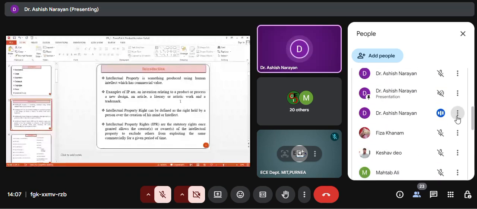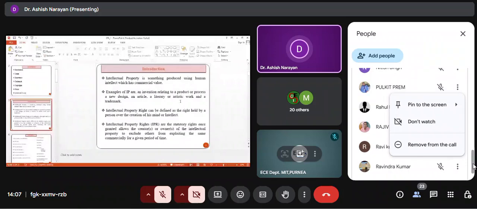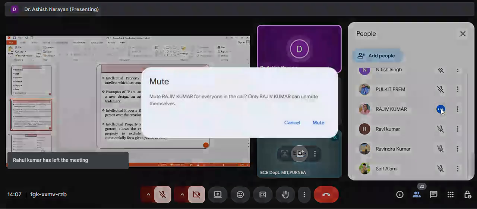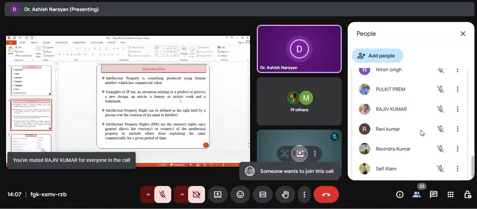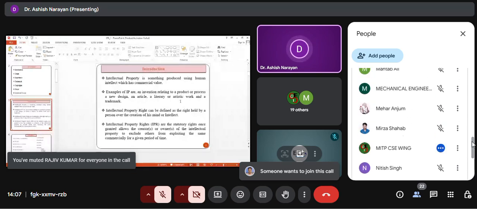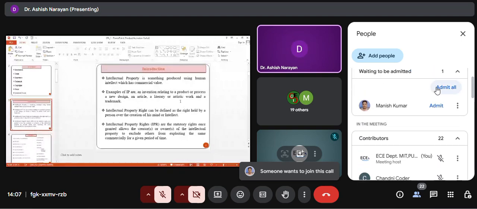Okay. So next thing is the intellectual property right, or the statutory right, once granted, allows the creator or owner of the intellectual property to exclude others from exploiting the same commercially for a given period of time. So I have already told.